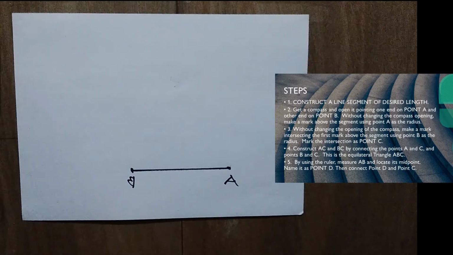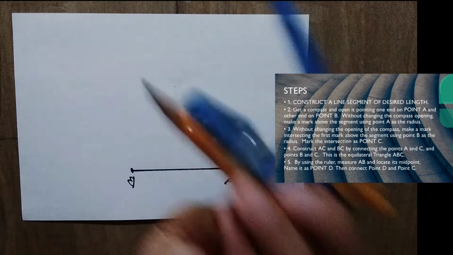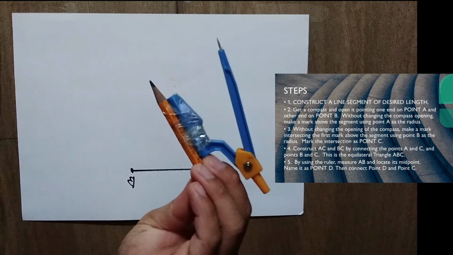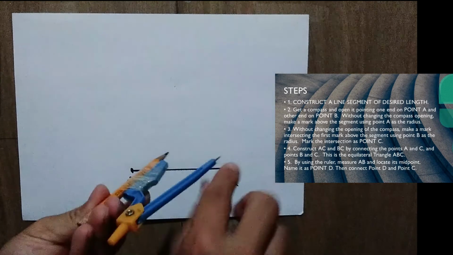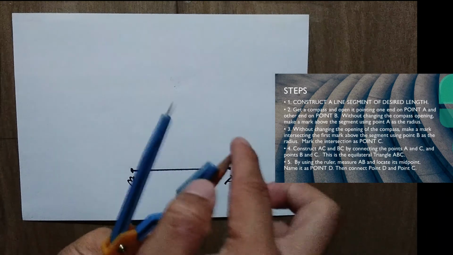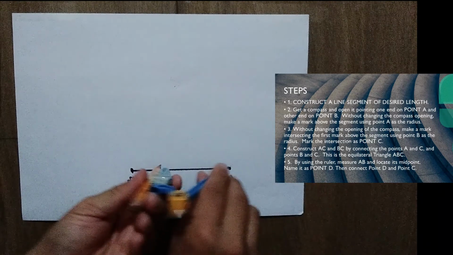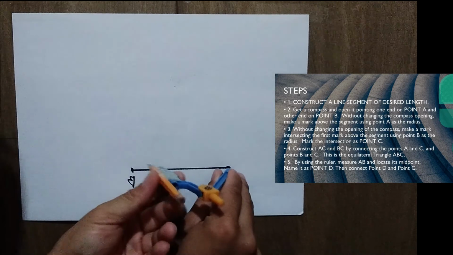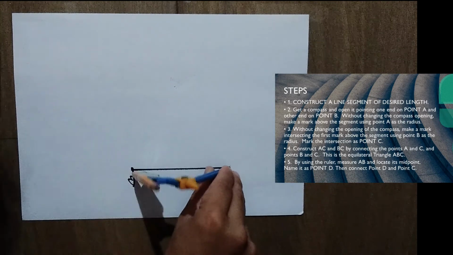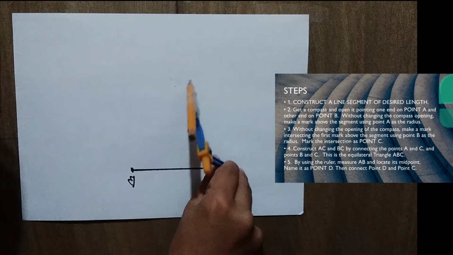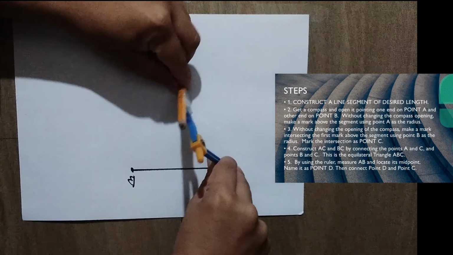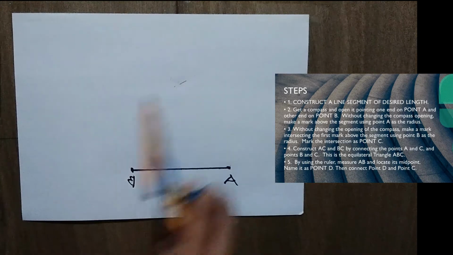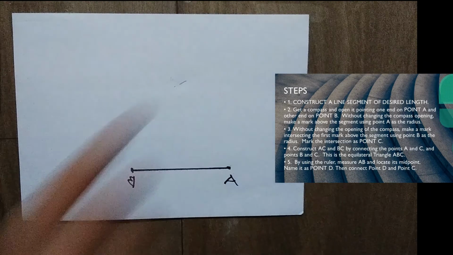Step 2, get a compass. So we have here the compass and open it pointing one endpoint on A and the other endpoint on B. So this is one endpoint and the other one is the pencil. So yung one endpoint ilagay natin sa point A, the other endpoint ilagay natin sa point B. And then, doon sa opposite niya, mamamark tayo na hindi nababago yung kanyang length. Okay? So, may mark na tayo dito.